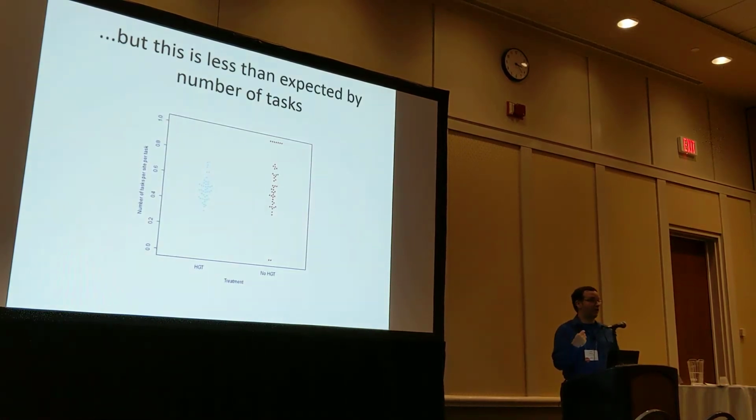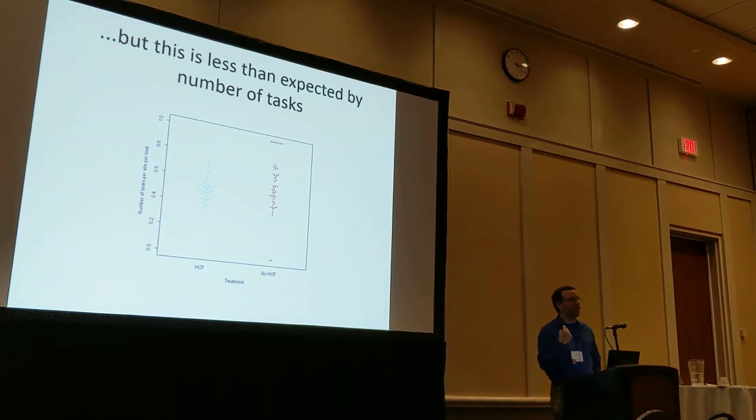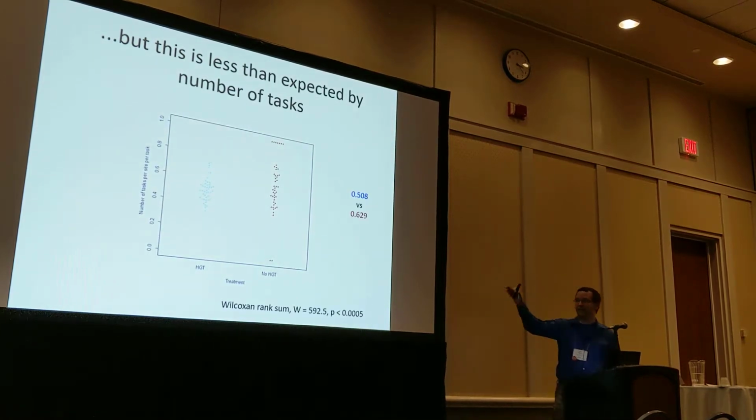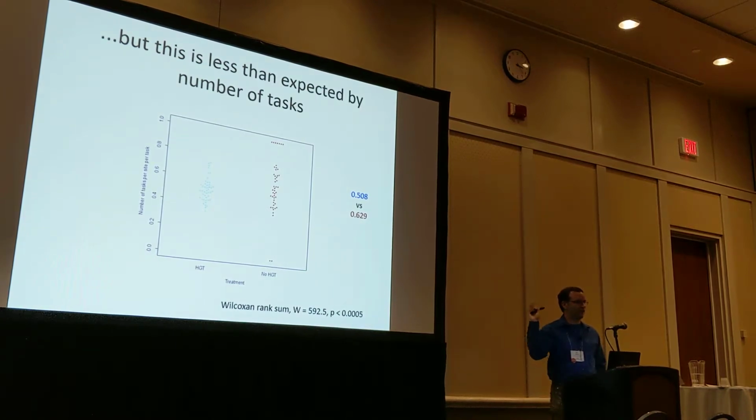They are doing a better job of separating these tasks into different instruction sites within the genome than you would expect simply based on the number of tasks that they're doing. And again, this is statistically significant. And all of these significance values remain even when we correct for biases.